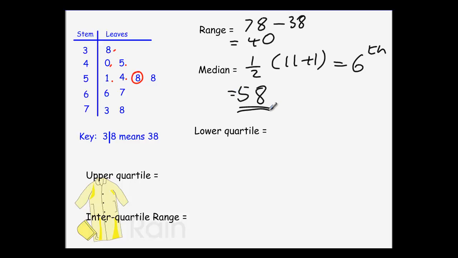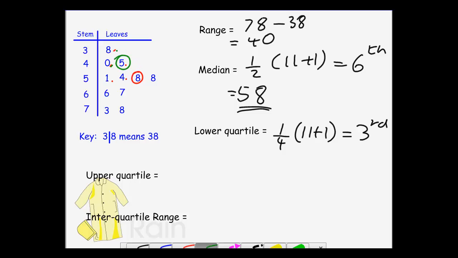To find a lower quartile, we want to do something very similar. As it's quartile, we want to find a quarter of the number of pieces of data plus 1. So 11 plus 1 is 12. Find a quarter of that. That is 3. So we want the third piece of data. So this time, we've got 1, 2, 3. So it's going to be number 45.